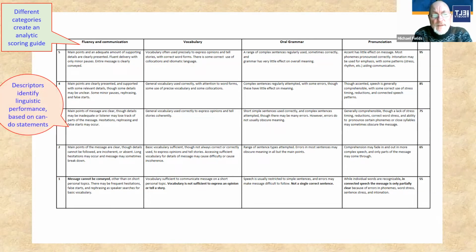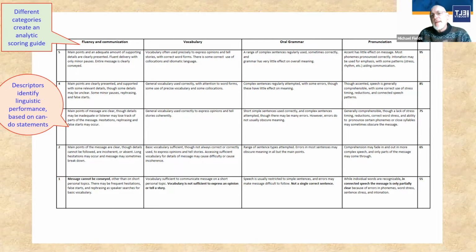The descriptors are not, we're using rubrics, it's not a situation where we take 1 point off for every error, and the descriptors are not written in that way. The descriptors identify linguistic performance, and they're based on can-do statements. So we're not looking at what errors the student made and what the student got wrong in order to take points off. What we're doing is we're looking at what the student is able to produce. So this has a very positive outlook, looking for the strengths of the student, and not any kind of error.